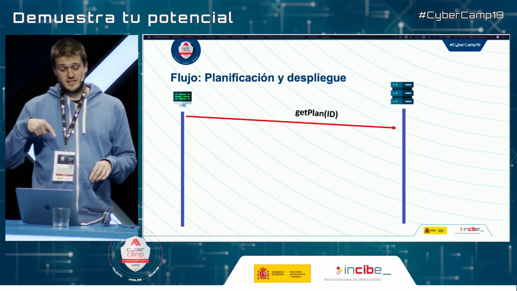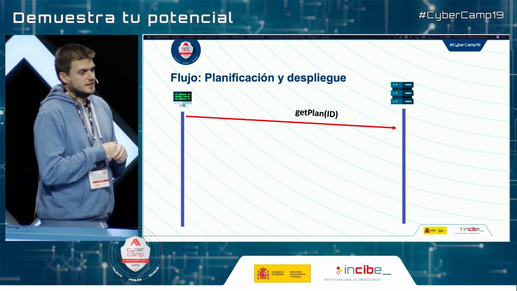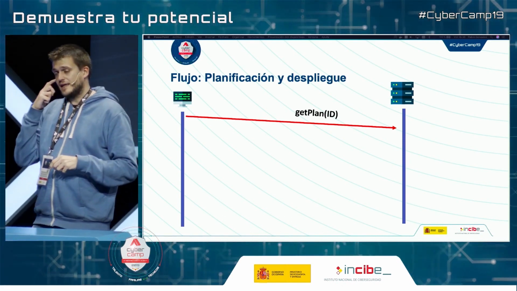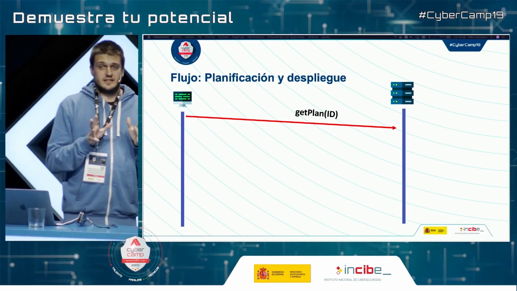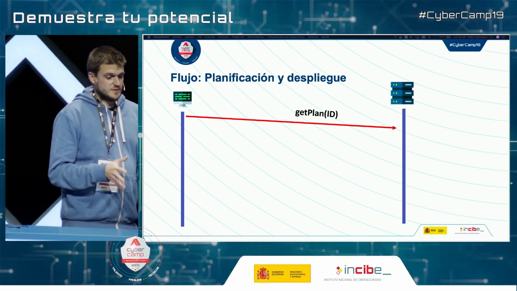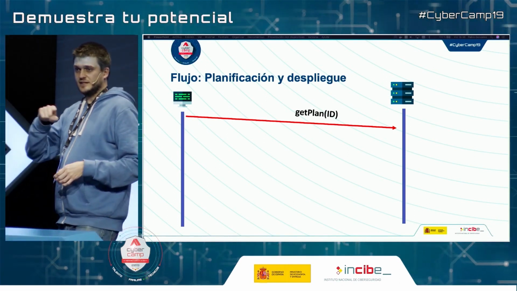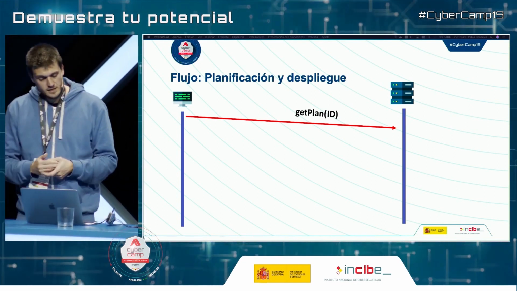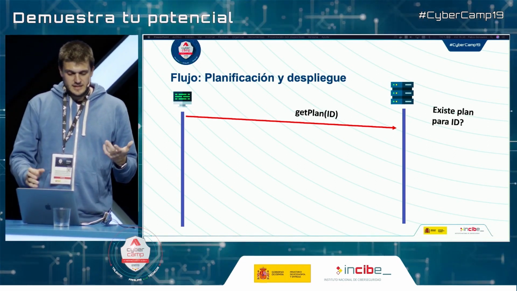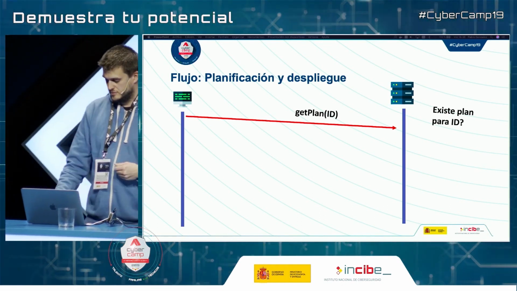So, planning and rollout. Once I've got the connection, the agent will say, now that I've got the connection, I'm going to ask you if there's a plan for me. A plan is something that says you've got to execute this technique, this technique, this technique, all those phases we were talking about. Is there a plan for me? And it's a question.